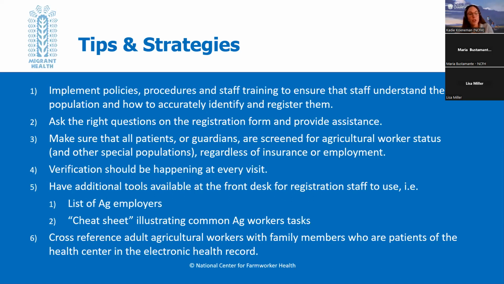And it's helpful to have additional tools available at the front desk, like Lisa mentioned, having a list of the common tasks, industries, employer names at your front desk for easy use by staff. And the last is to cross-reference your adult agricultural workers with family members who are patients of the health center in your electronic health record. This will just help you double, triple check and make sure you're capturing all of your agricultural worker patients, because like we shared at the beginning of the session, accurately reporting is tied to our funding. So it's important to make sure we're capturing every patient who meets the agricultural worker status.